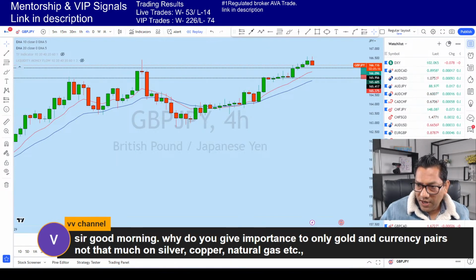Yeah, we do give importance to silver, but natural gas I do analysis, but some of the brokers have a very high swap on natural gas. Because of this, I don't personally trade natural gas, but I do analyze. I do put analysis because some of the students trade. Yeah, if you need any time, no problems, because at the end of the day, all the technical perspective is the same. Yeah, so we do post analysis in most of the instruments.